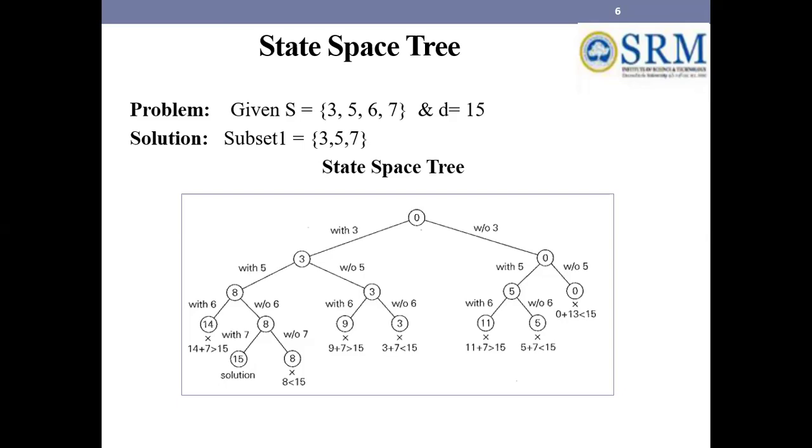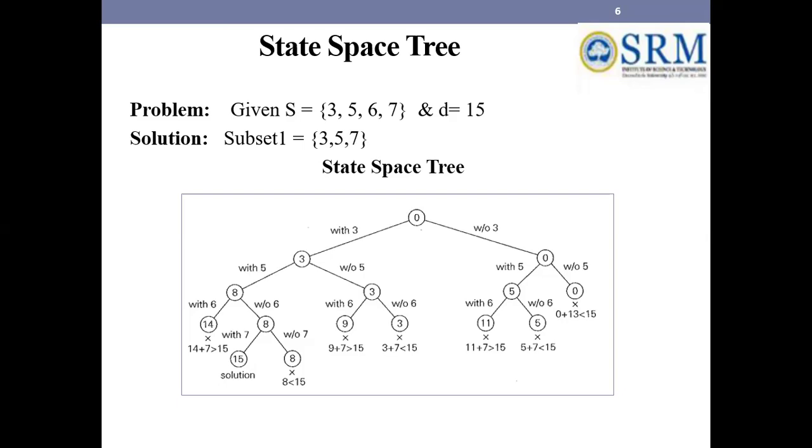Now we go to the fourth level by taking the fourth element, 7. There are 8 nodes in the third level. For all 8 nodes, we create the tree with a left edge with adding 7, and a right edge without adding 7. First take the node 14. If you add 7, that is greater than 15, which is not feasible. Our target should be equal to 15. So 14 plus 7 is greater than 15, so it is not feasible. It's called a dead end. This path will not give a solution.